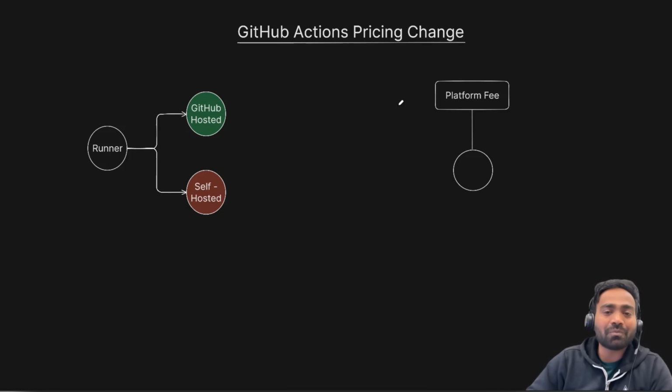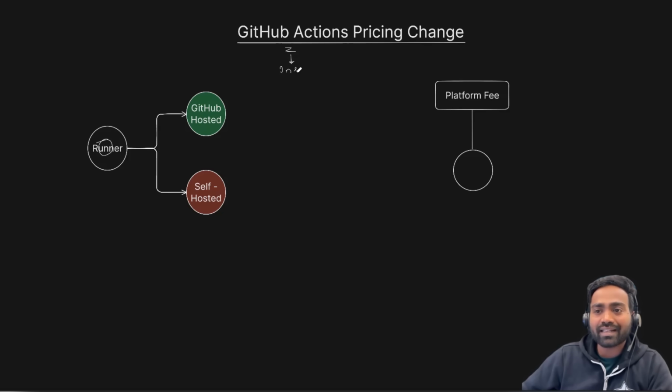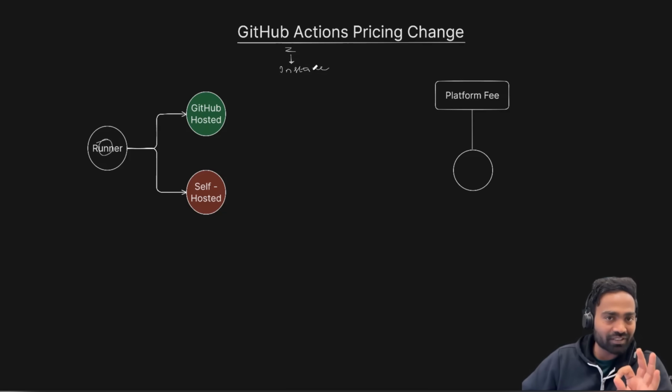You should know what exactly is a GitHub runner. In very simple words, if you're using GitHub Actions as CI, GitHub needs compute or it needs an instance on which it can execute your CI steps. And that instance is what we call a GitHub runner.